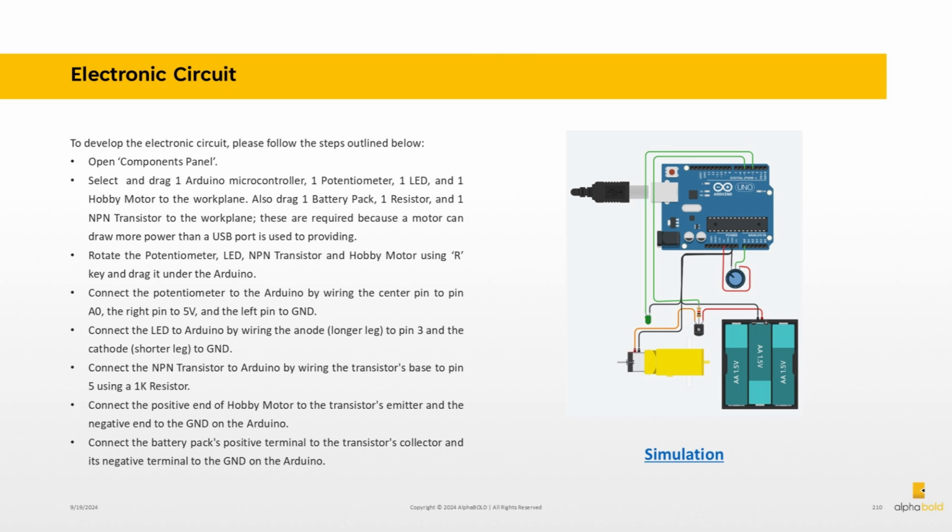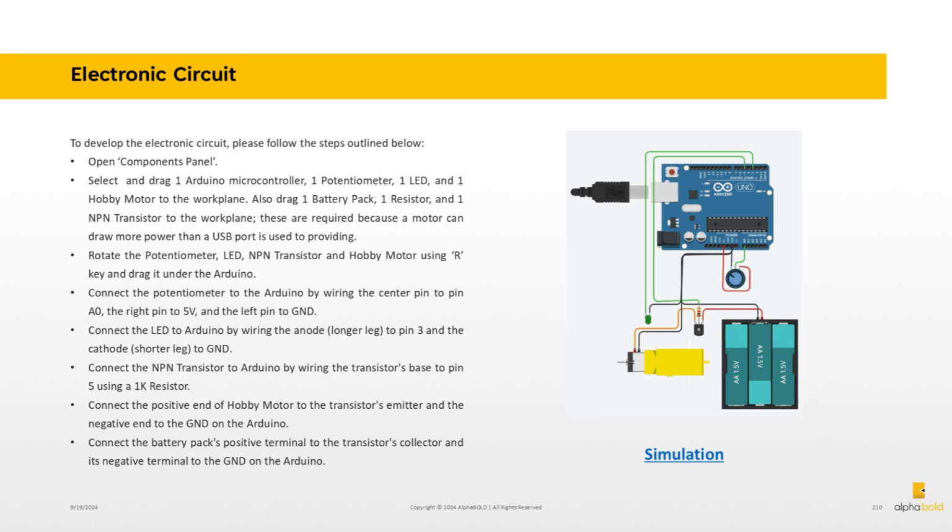To develop the electronic circuit, please follow the steps outlined below. Open Components Storage Box. Select and bring one Arduino microcontroller, one potentiometer, one LED, and one hobby motor to the workspace. Also bring one battery pack, one resistor, and one NPN transistor to the workspace. These are required because a motor can draw more power than a USB port is used to providing. Rotate the potentiometer, LED, NPN transistor, and hobby motor, and bring it onto the Arduino.